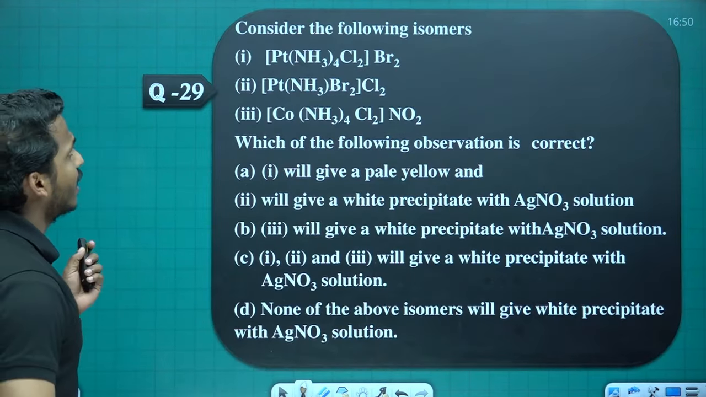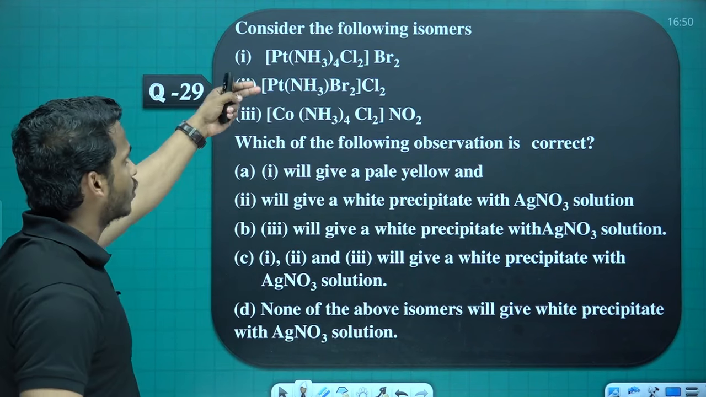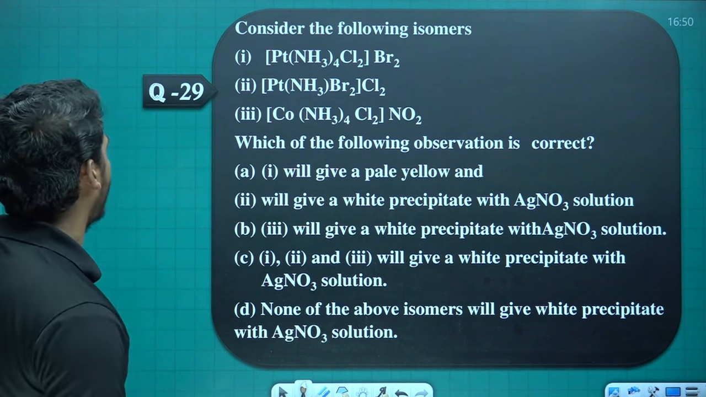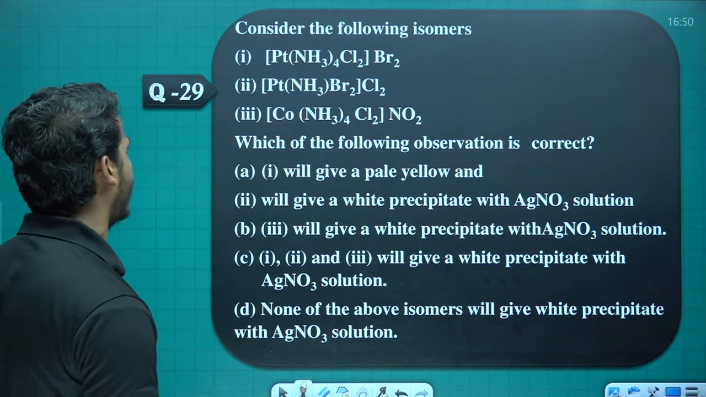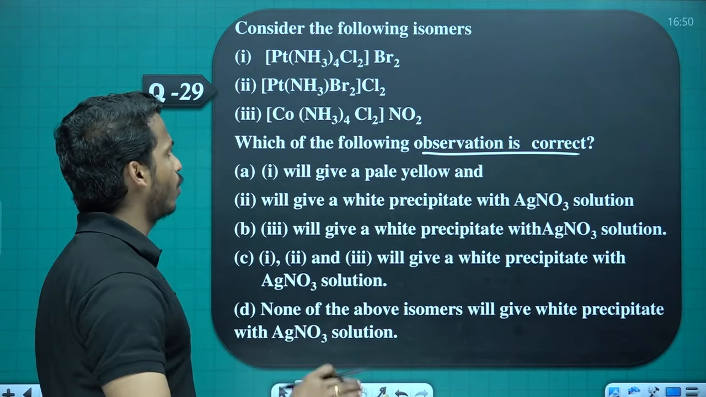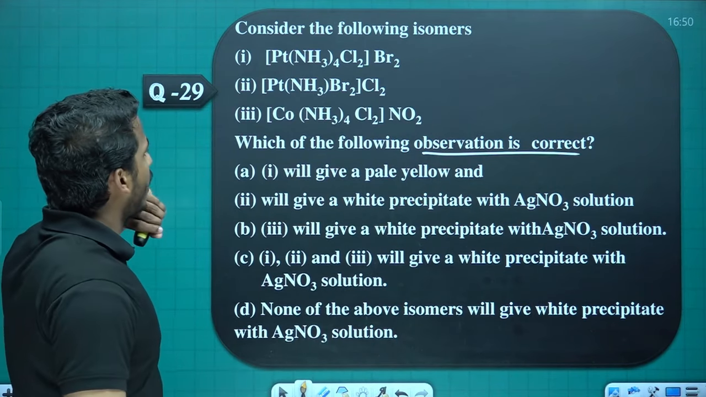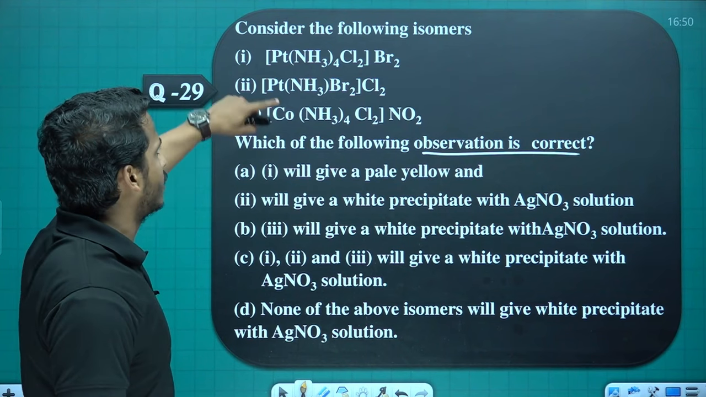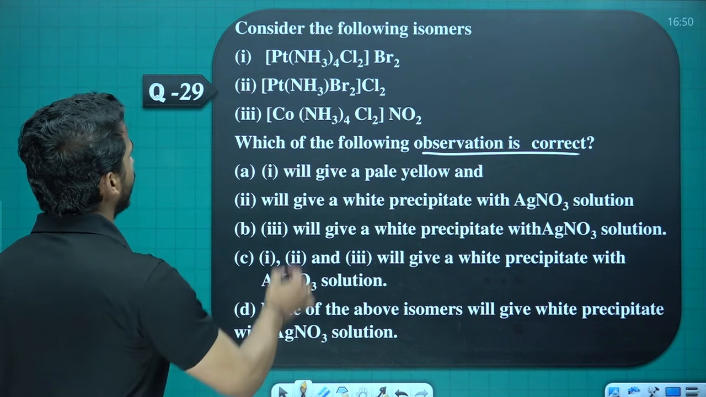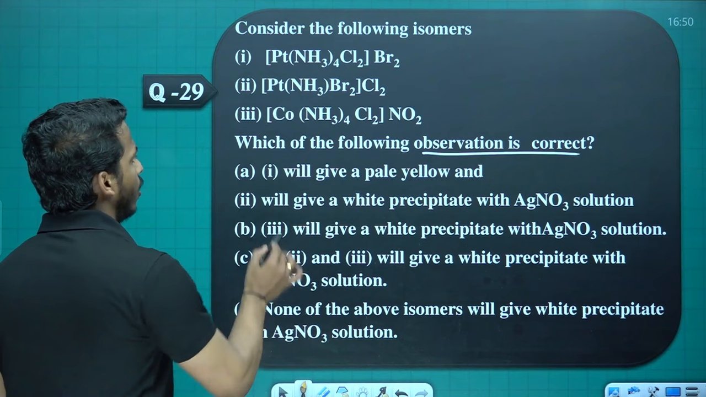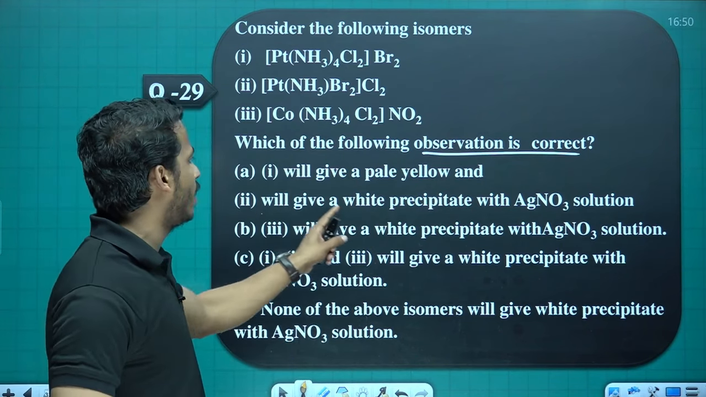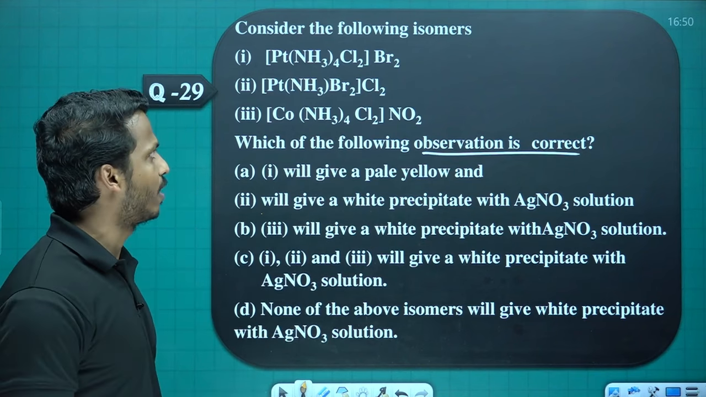Okay. Now, consider the following isomers. You can see so many compounds given here. Which of the following observations is correct? First one gives a pale yellow color. See, these are not actually isomers, the formulas are different here. Anyway, the first one will give pale yellow, and the second one will give a white precipitate with silver nitrate.